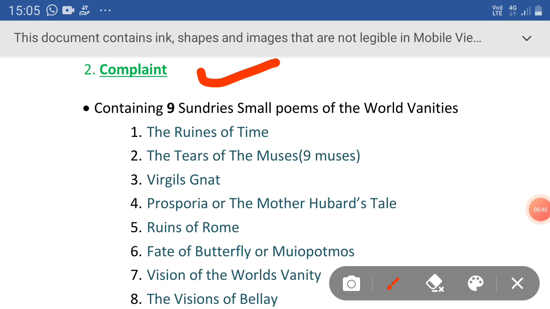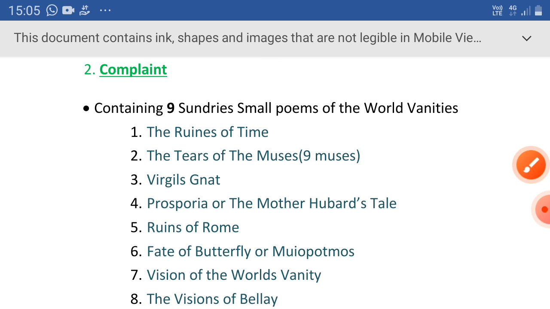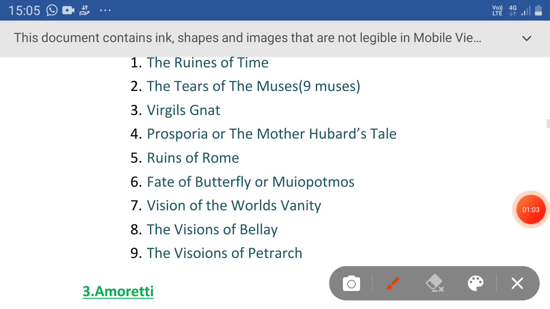Complaint is a collection of 9 sundry poems. Sundry means small poems of the world's vanities. So you can see on your screen that Complaint is a collection of 9 small poems. And which are these poems? The first is Ruins of Time. Ruins of Time is the first poem of this collection.